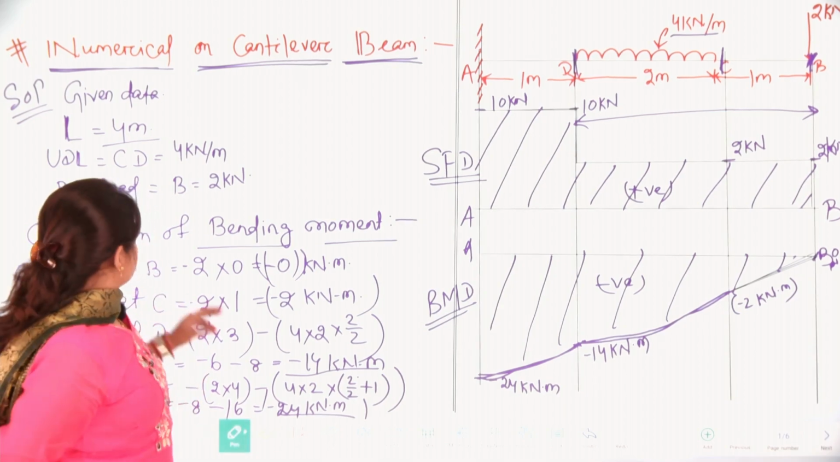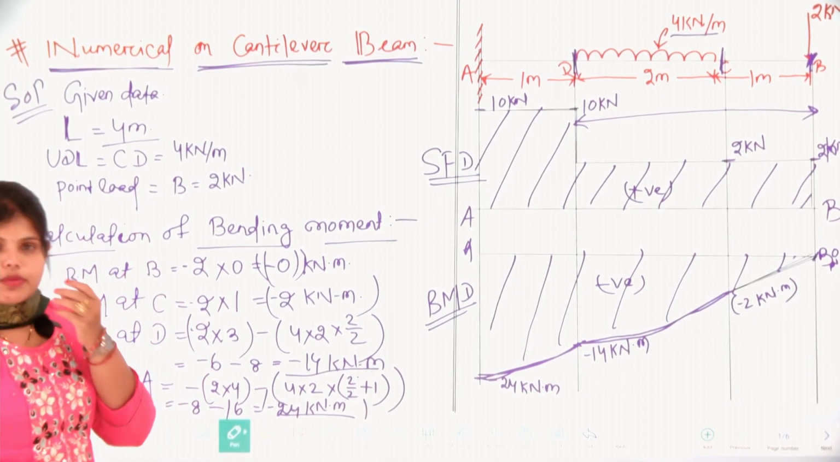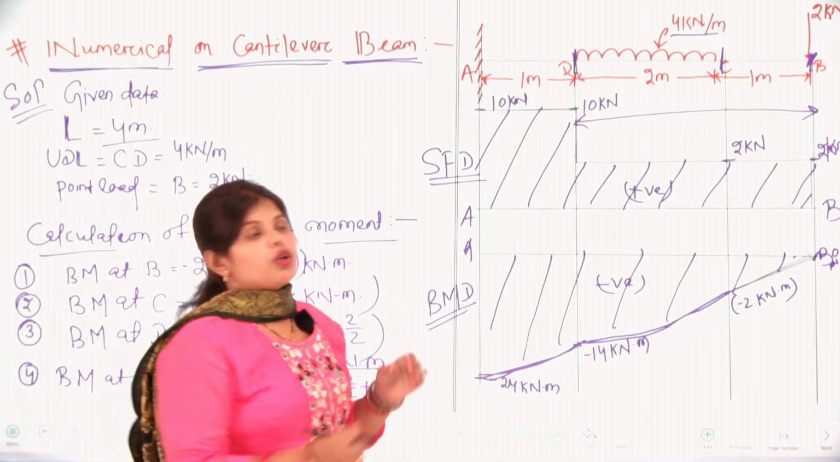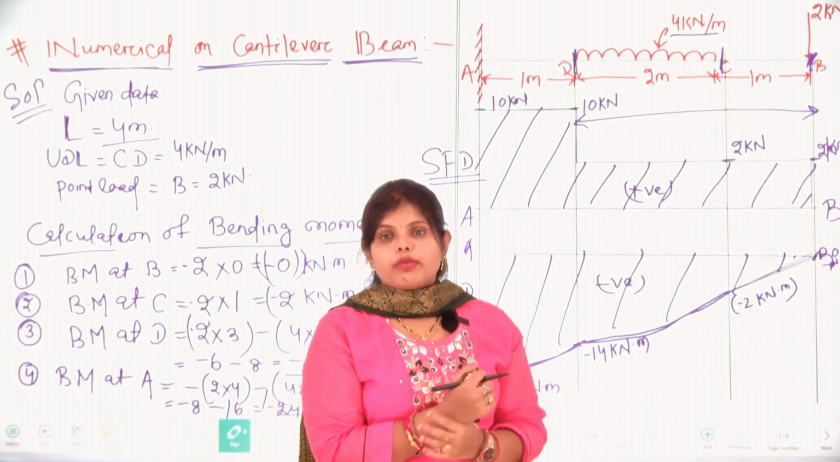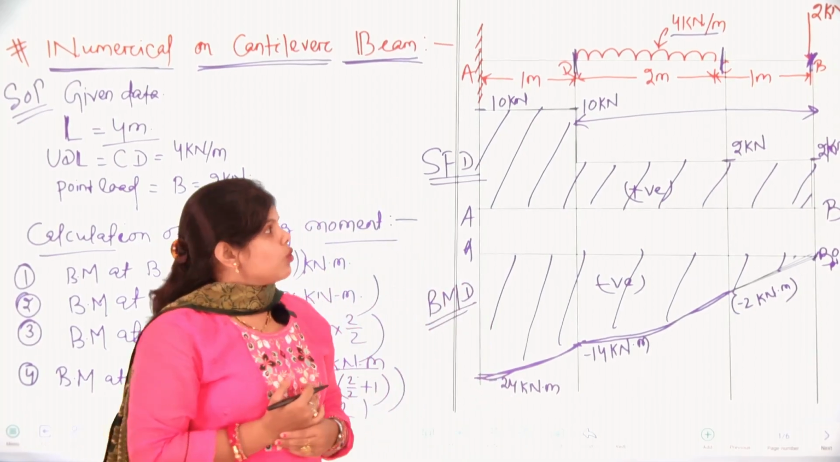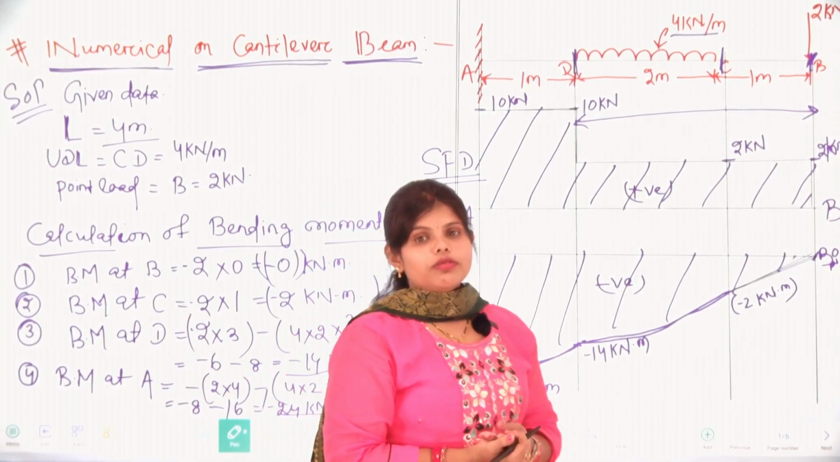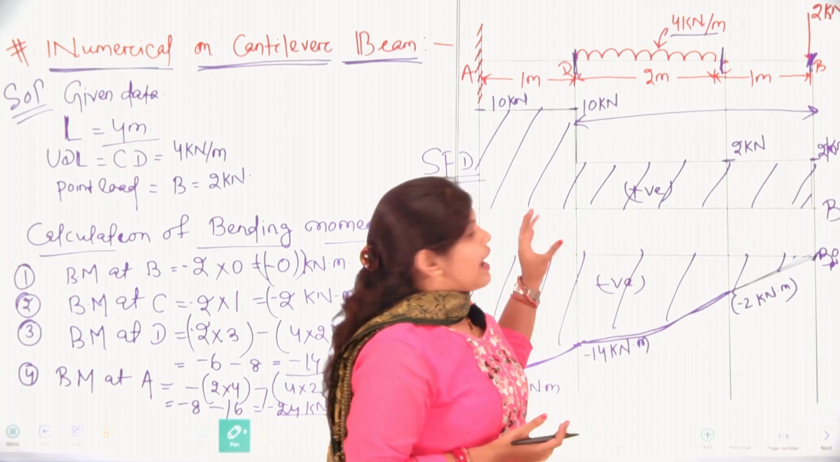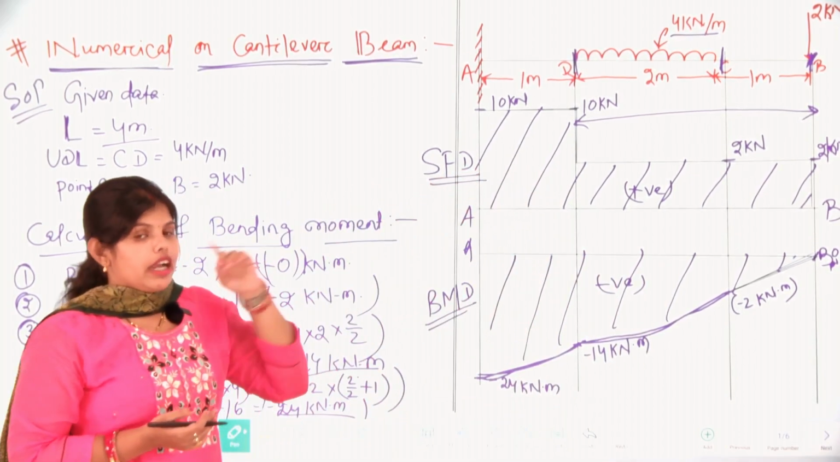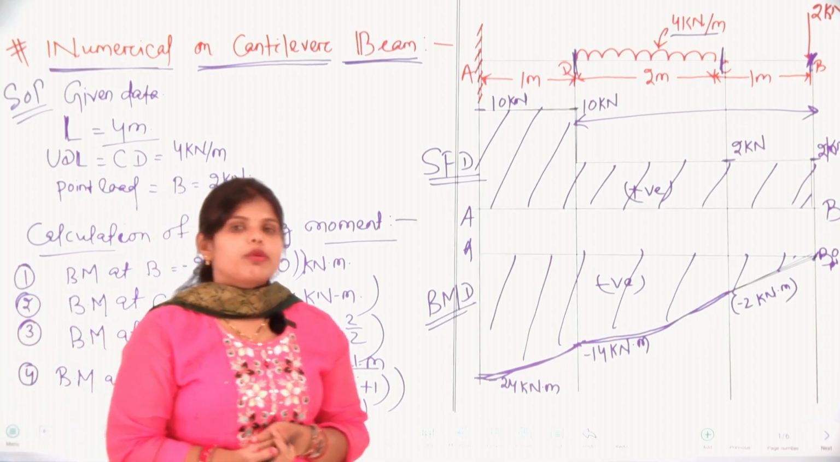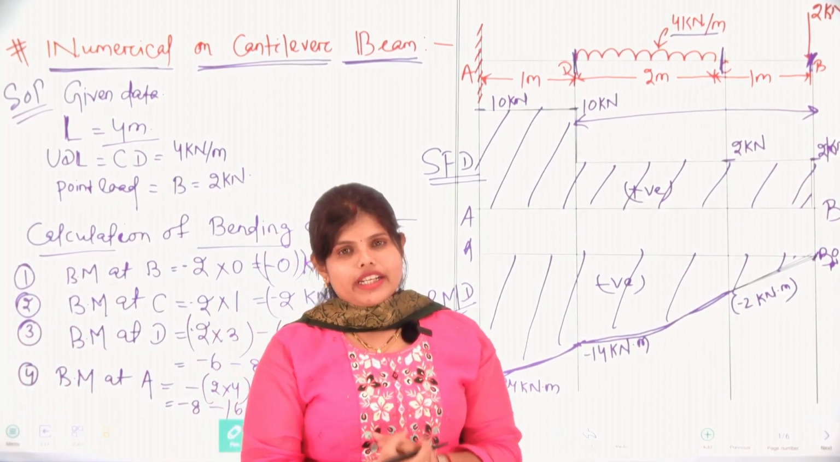So, here you have the shear force diagram and bending moment diagram for UDL and point load. In this class, we have discussed the calculation of shear force and bending moment for two types of load in case of a cantilever beam, that is UDL and point load. In our next classes, we will put more types of loads and solve them in case of a cantilever beam. So, stay tuned. Thank you so much.